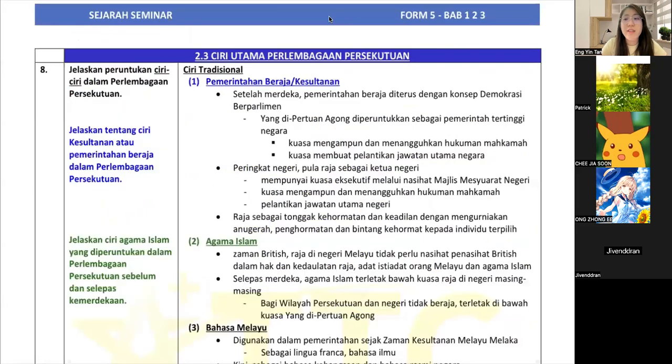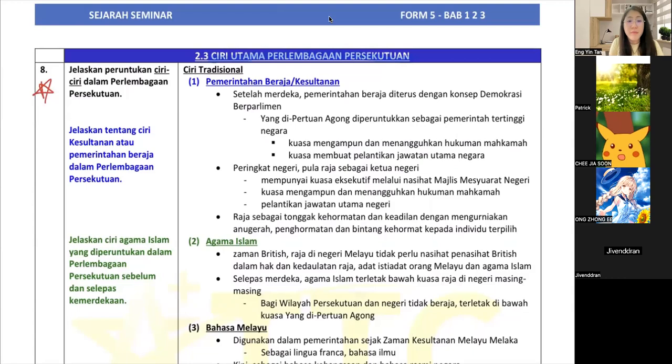Tapi 2.3 dekat sini super duper important. I would strongly recommend you guys, seriously, if your teacher is telling you chapter 2 very important, I think it's this one. My opinion only, I think it's this one. You own self go and see the textbook. I think this one will be more important. Okay. Ciri-ciri pembentukan perlembagaan.